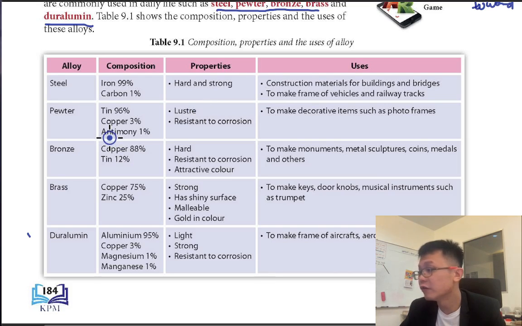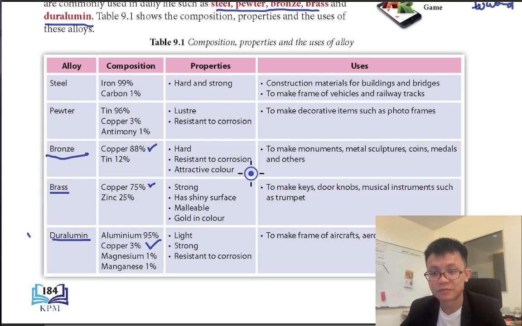Okay, so there are a few ones. We can see here got copper, so we can say duralumin. We got copper, we got bronze, and we also got this one, 75% copper, which is the brass. Very good.